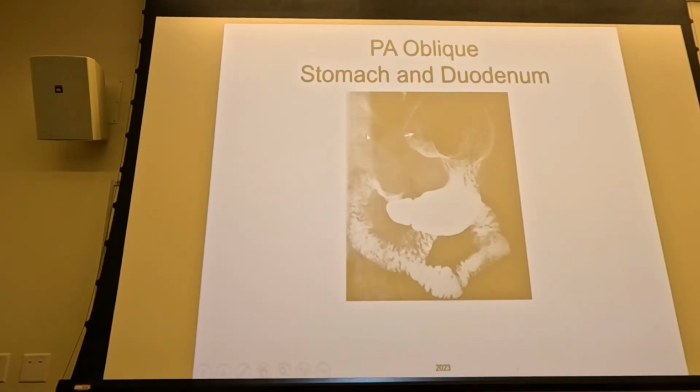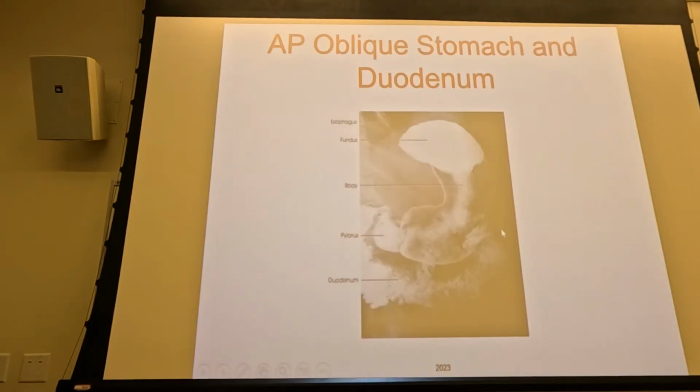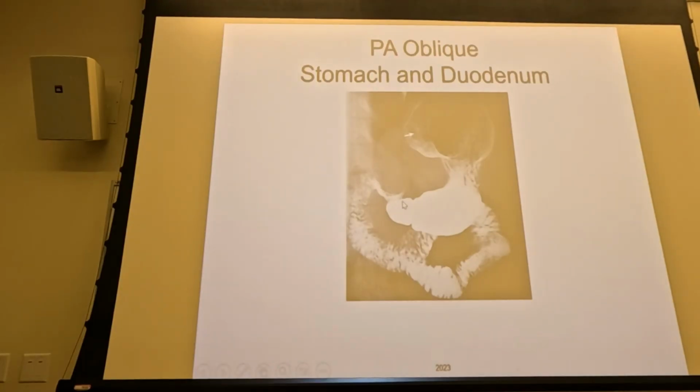So this is your PA oblique. You can tell because the ribs kind of look like they disappear into the vertebrae. So they should be coming out just a little bit. So what we've got is air in the fundus of the stomach, and then we've got contrast in the pylorus and duodenum. LPO, again, it's an oblique. How you're going to tell the difference between LPO and RAO is where is the barium. LPO, it's going to be in the fundus, and RAO is going to be in the pylorus.